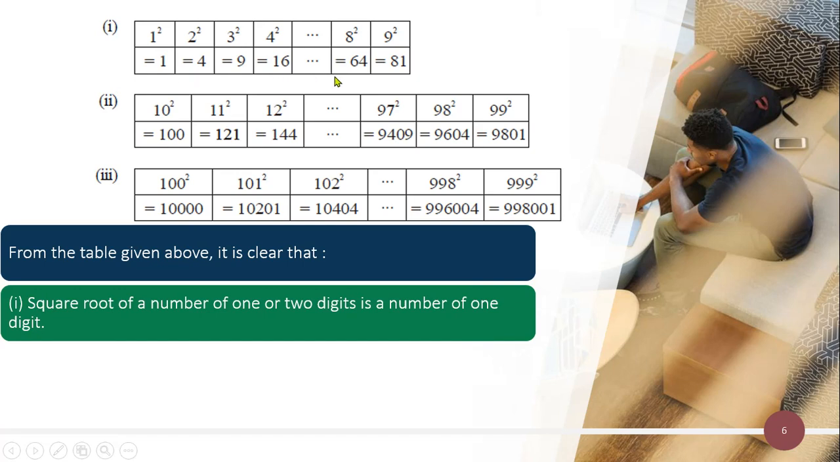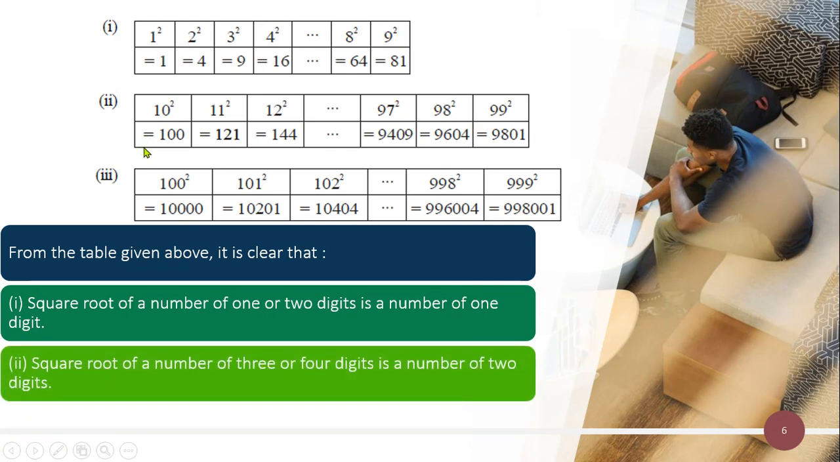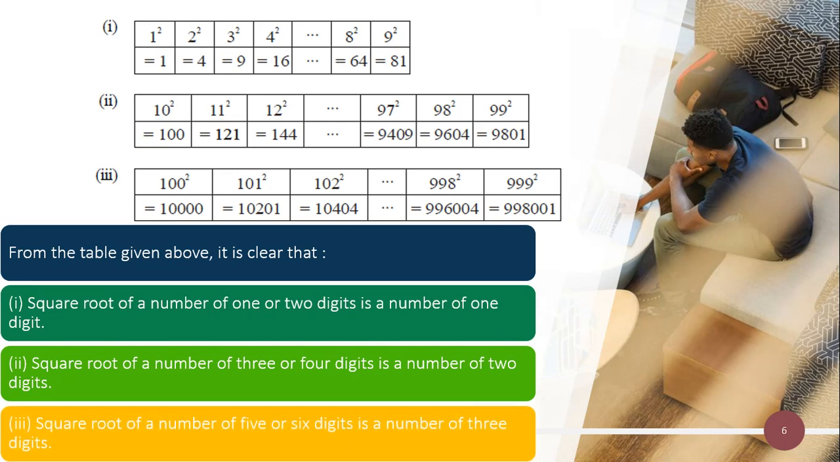Again, see another. The square root of a number of 3 or 4 digits is a number of 2 digits. And the square root of a number of 5 or 6 digits is a number of 3 digits. See here, I have discussed. First is related to the first table. If 1 square equals 1, 9 square equals 81. Hence, always when a 1 digit number is squared, we see that the square lies between 1 and 2 digit numbers only.